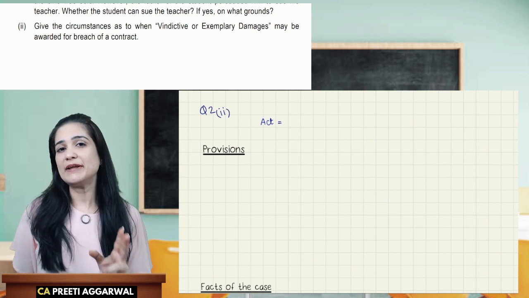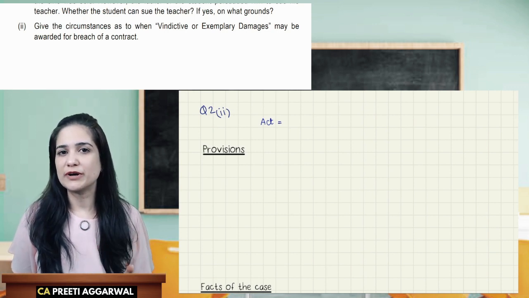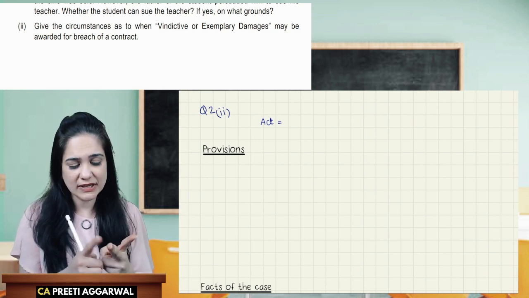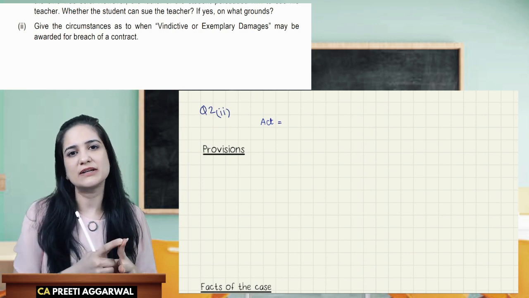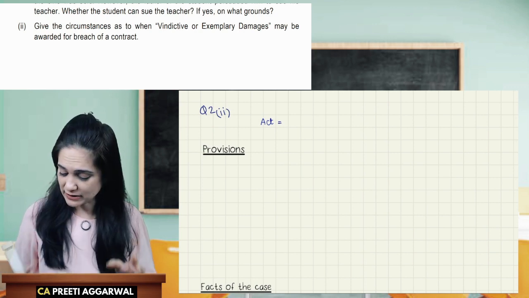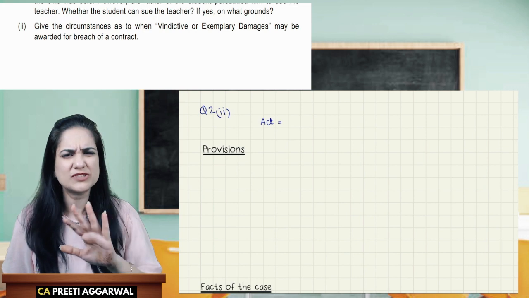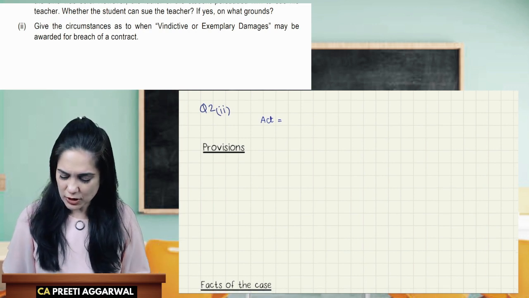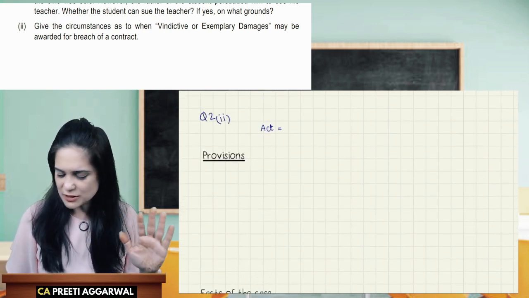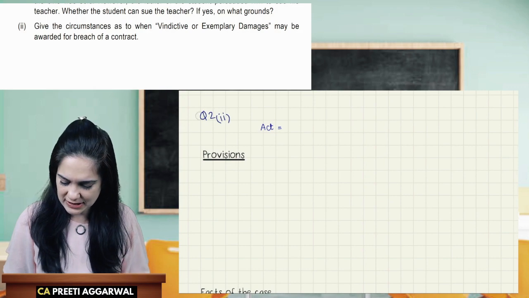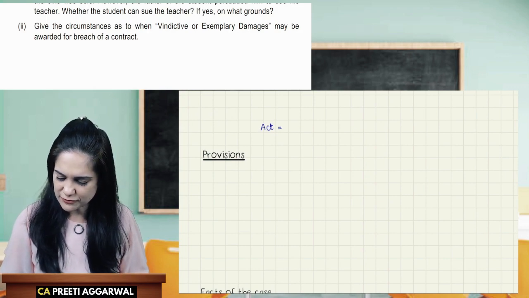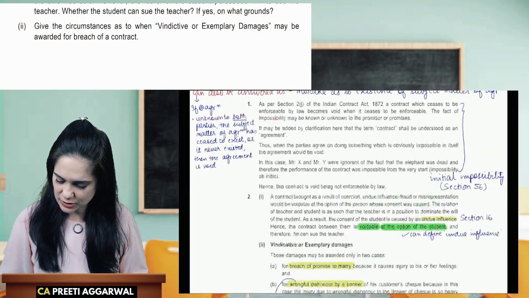Now, exemplary or vindictive damages, these are awarded only under two circumstances. One is breach of promise to marry and other is wrongful dishonor of check by the banker. So let us see what solution they have given. This is a theory question. You don't have to follow the provision, facts of the case analysis. This format is not to be followed. So I'll just erase this because we are not going to follow this format. Let us see what is the solution.